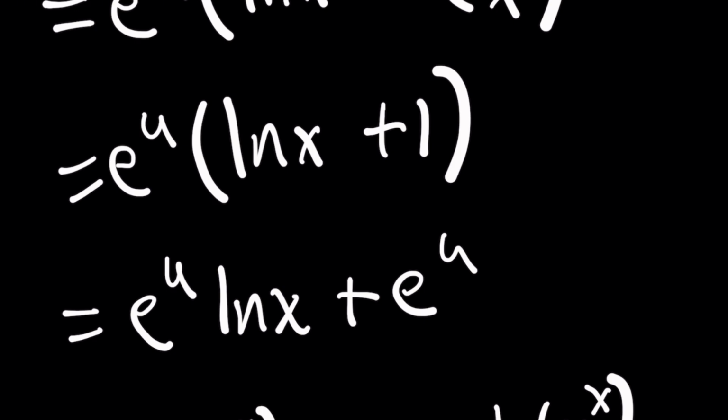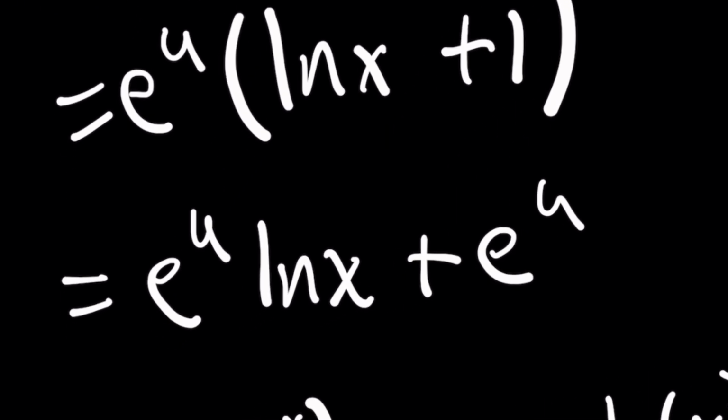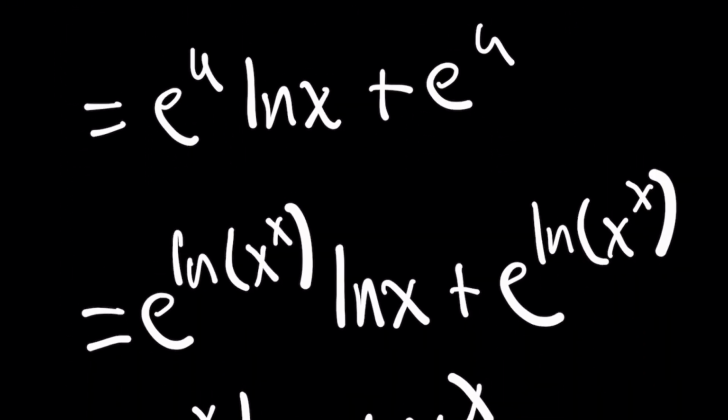And we're done, right? Well, wait, not so fast. We have a problem now. We have something written in terms of both x and u, but the original problem had just one variable, x. So we can't just stop here. We need to remember to plug back in what u is, which is natural log of x to the x. And so when we do that, we get e to the natural log of x to the x, natural log of x, plus e to the natural log of x to the x.